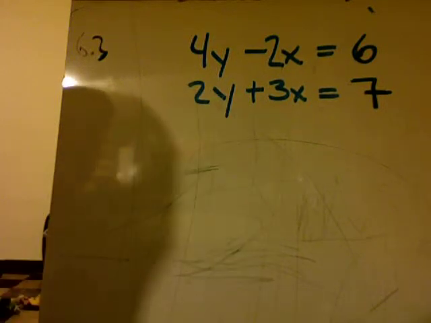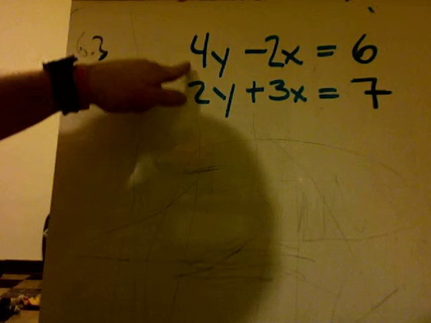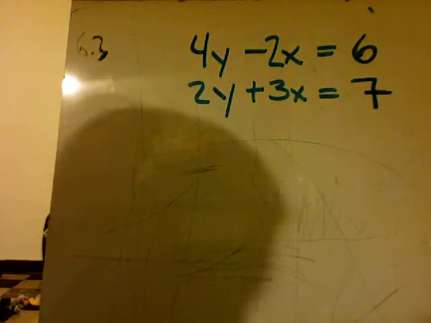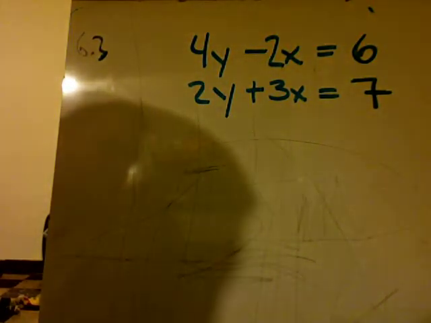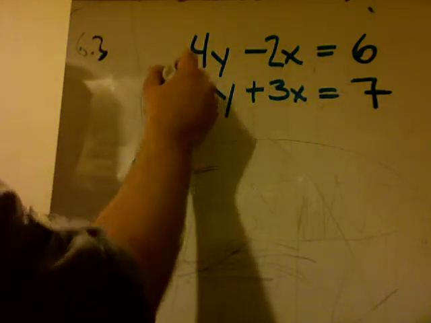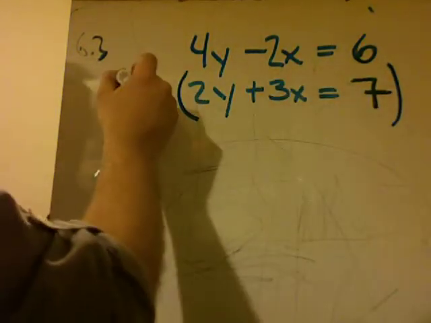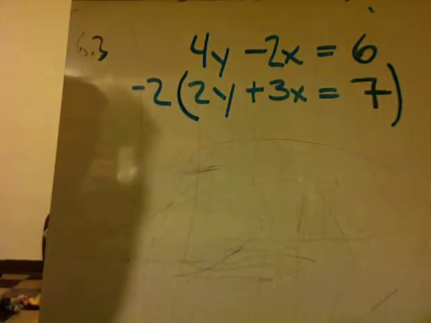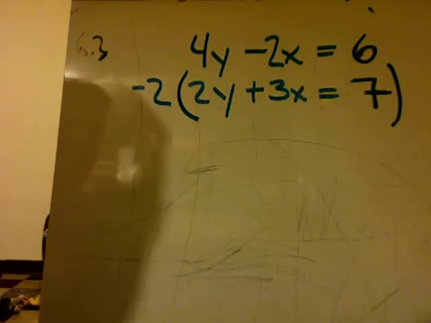And I can see that if I multiply this 2y by a negative 2, I'm going to have a negative 4. Well, I know that 4 plus negative 4 is going to be 0. Okay? It's kind of complicated. So I'm going to go ahead and multiply this entire thing by a negative 2.